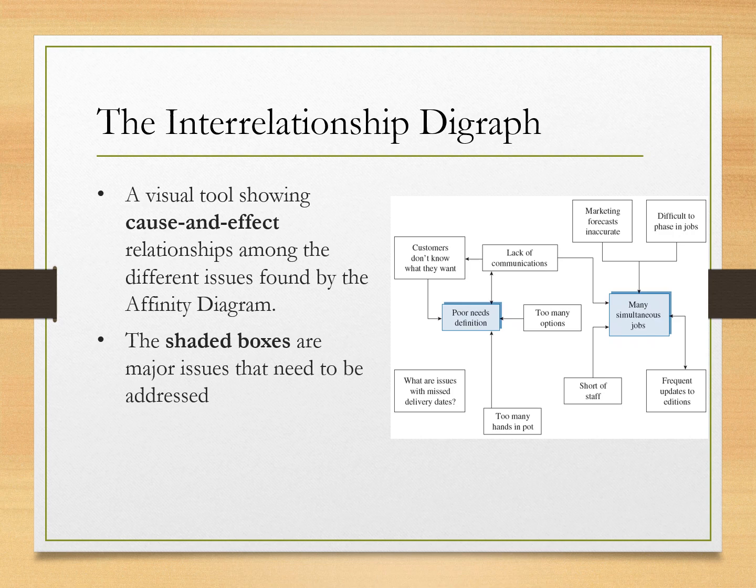Here's what makes this tool so powerful. It helps us understand that some problems cause other problems. For example, maybe poor employee training leads to mistakes, which leads to customer complaints, which leads to lost business. See how those are all connected. The interrelationship diagram maps out these connections using boxes and arrows. And notice in the image on the slide how some boxes are shaded. Those shaded boxes represent the major issues that we need to address.